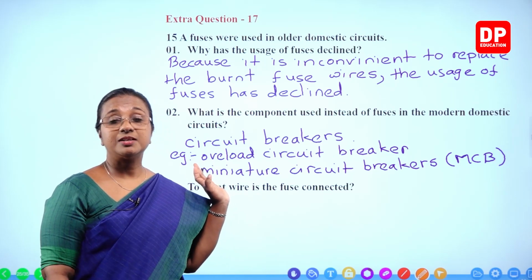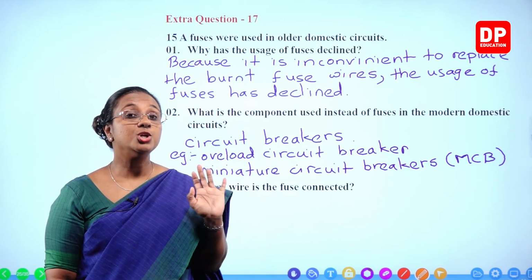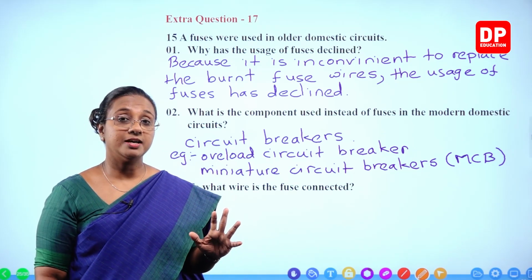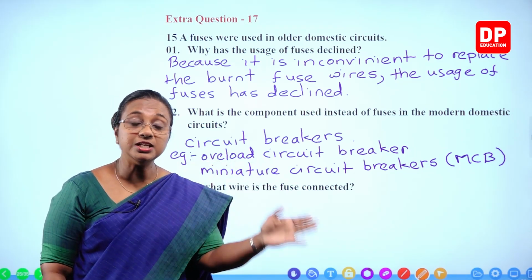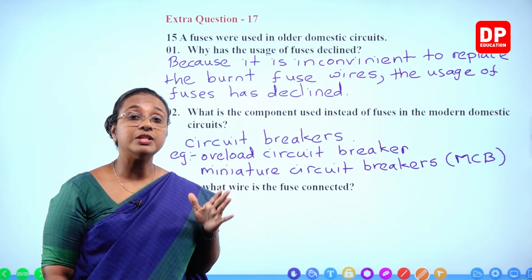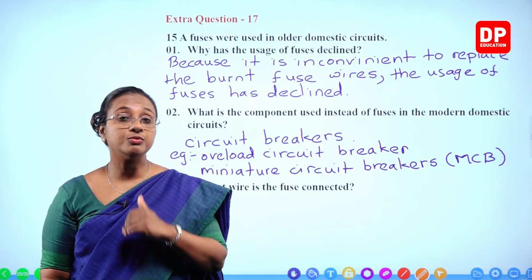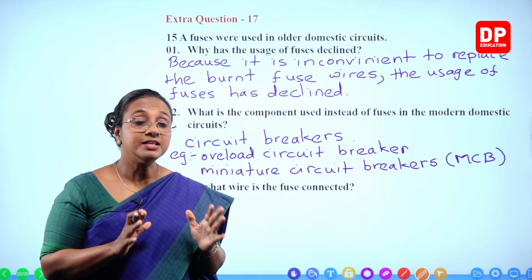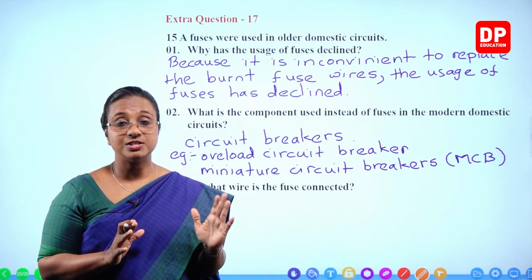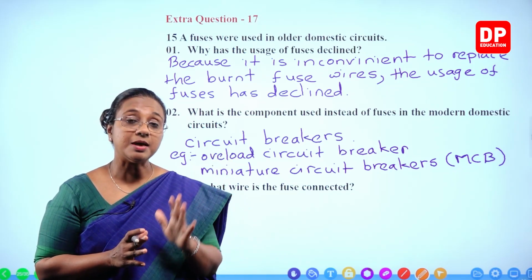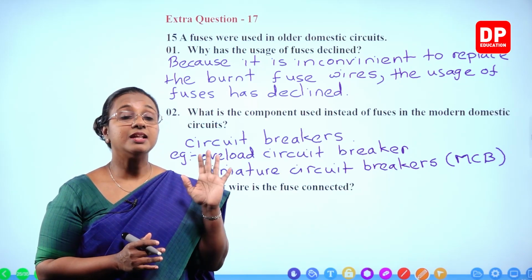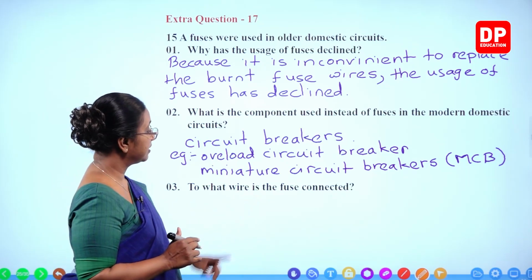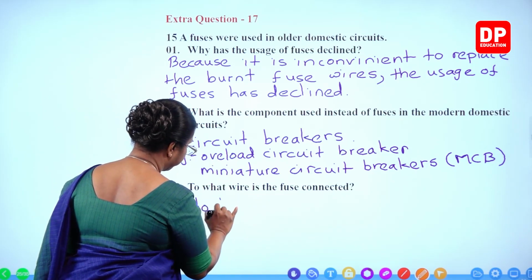We have answered a similar question before also. You can remember, to what wire? Always the fuse is connected to the live wire, because electricity flows into the electric appliance through the live wire. It flows out through the neutral wire. So always, if it is a high current, it has to be the live wire that has the fuse. To prevent damages due to high current, the fuse has to be connected to the live wire. So to what wire is the fuse connected? To the live wire.